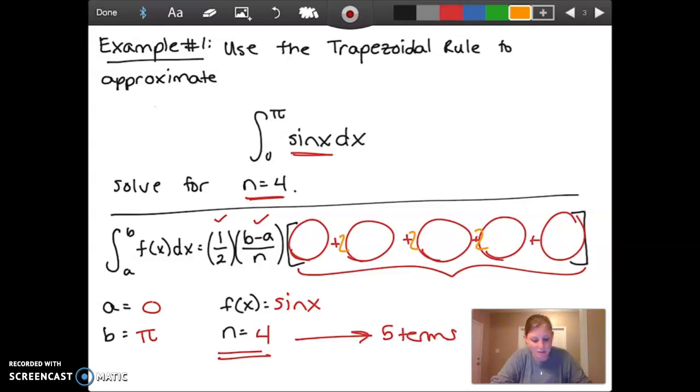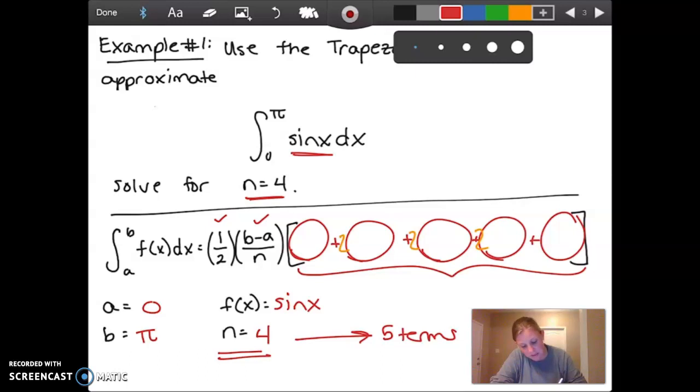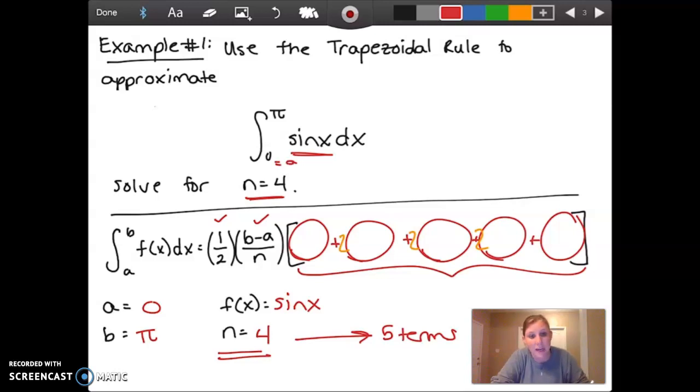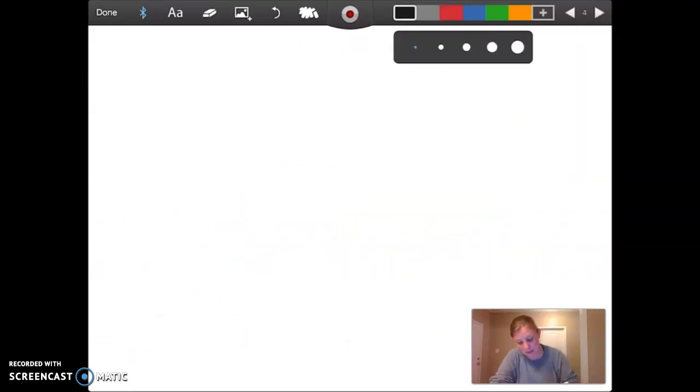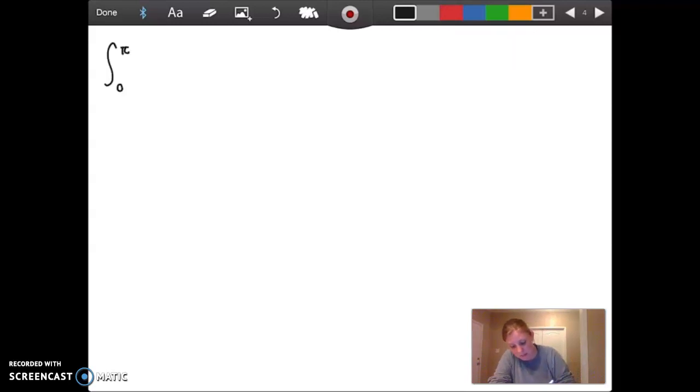How do I figure out what these terms are? Well, there's a cheat rule. The first one is actually going to be the value of a. Now, that doesn't mean I put 0 in here, and that doesn't mean I put pi in at the end. But I'm going to use f of x subscript 0 and f of x subscript, in this case, 4, because I have a total of 5 terms. N is 4. You can go back and make those comparisons. But when I'm trying to figure this out, this is actually going to be sine of 0 and sine of pi. So you plug in your a and your b value. Okay, now let's clean this up a little bit because it's getting a little crazy and we don't need that. So the integral from 0 to pi of sine x dx is 1/2.